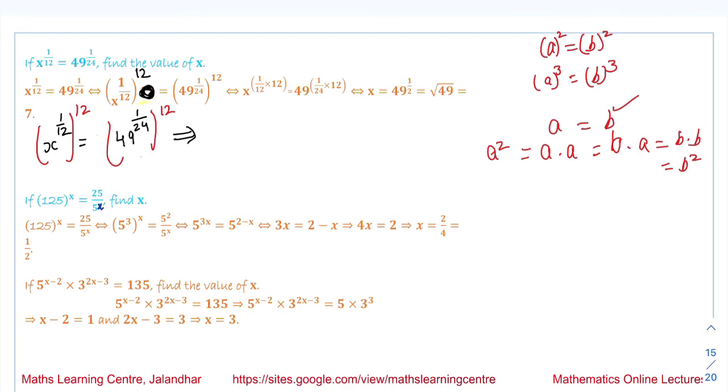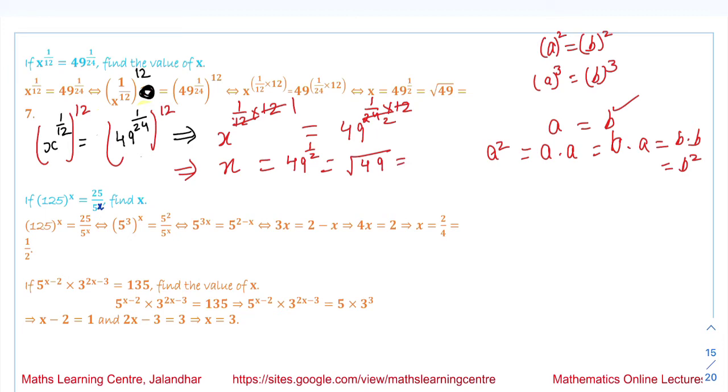So same thing, you can simply say that we are taking the 12th power on both sides. So you will get x raised to the power 1 by 12 into 12, that is equal to 49 raised to the power 1 by 24 into 12. So this gives us x raised to the power 1, which is x, and over here it is 1 by 2, it is 49 raised to the power 1 by 2. 49 raised to the power 1 by 2 means we are talking about the square root of 49, and that is equal to 7.